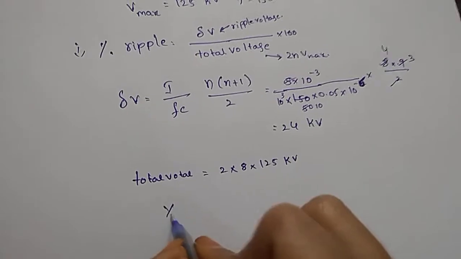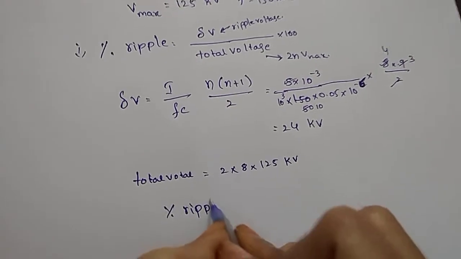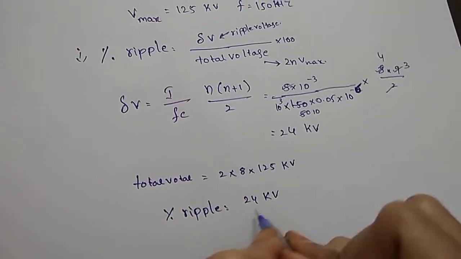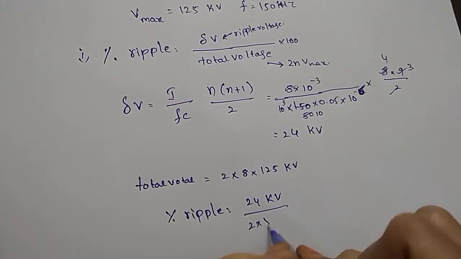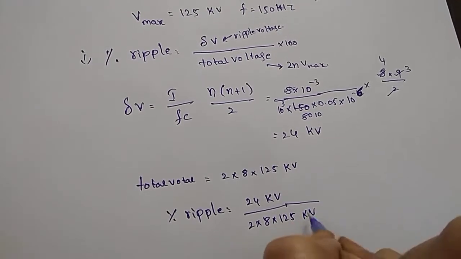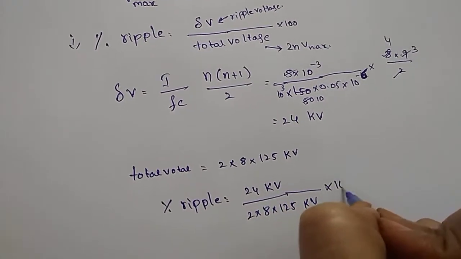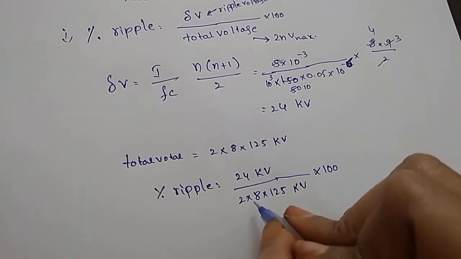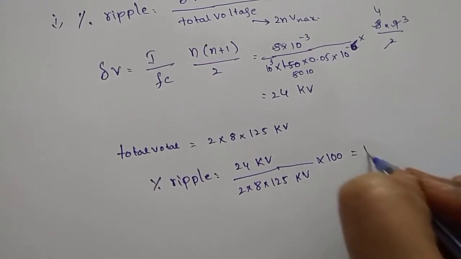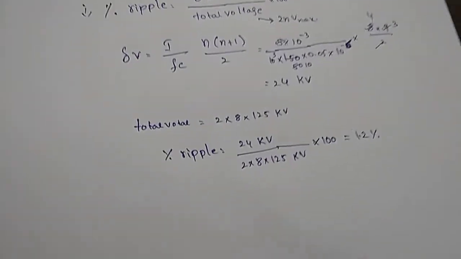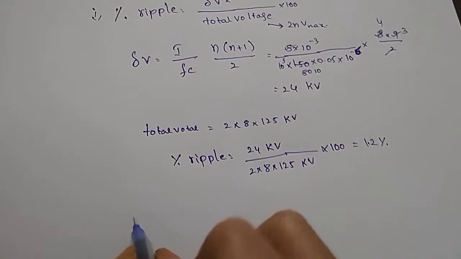So coming to the percentage ripple, the ripple voltage value is 24 kV divided by 2 into 8 into 125 kV. Here also you have kV, so both will cancel, into 100. When you do this calculation, you get around 1.2 percent. So the ripple value is 1.2 percent.